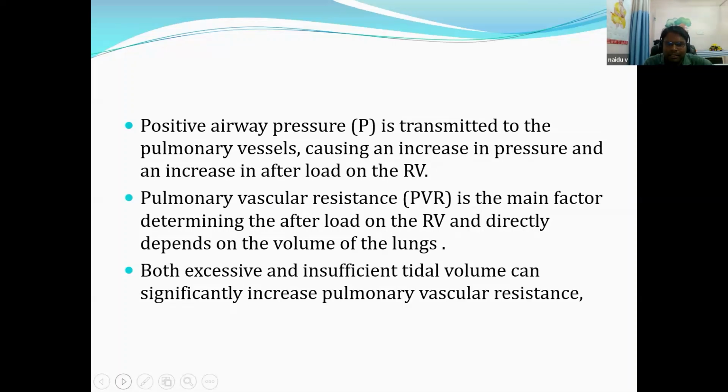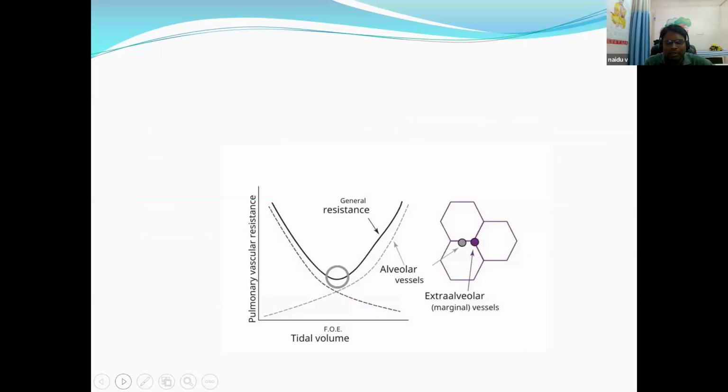Pulmonary vascular resistance is the main factor determining the afterload on the right ventricle, and it is directly related to lung volume. Both excessive and insufficient tidal volume can significantly increase pulmonary vascular resistance. Here we are drawing tidal volume on the x-axis and pulmonary vascular resistance on the y-axis. With small tidal volume, pulmonary vascular resistance increases, and with high tidal volume, pulmonary vascular resistance also increases.